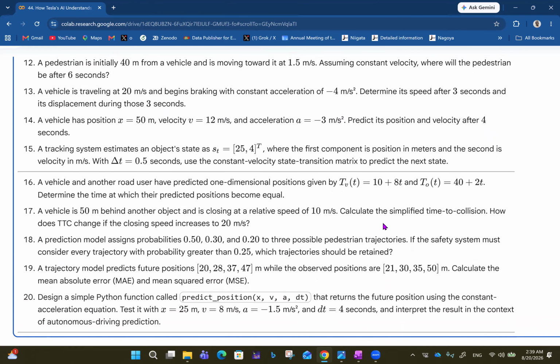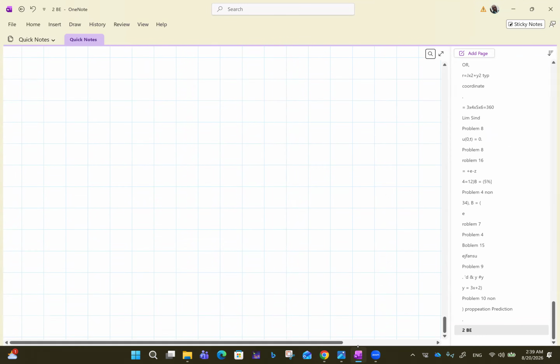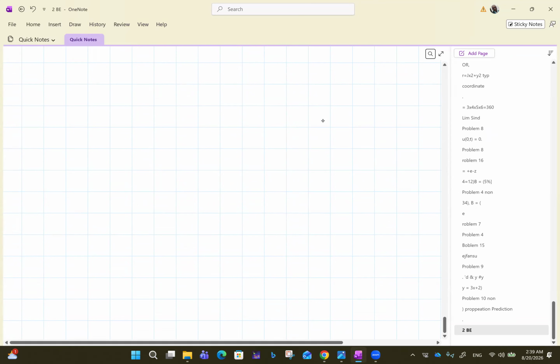And then you have the rest of the problems. So let's quickly go on to take care of the problems. So problem 6.